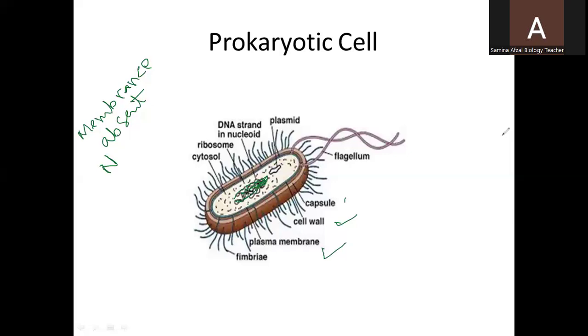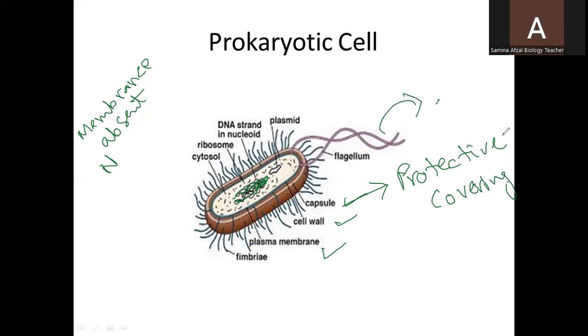Cell wall is there, capsule, a protective covering. So flagellum is for movement. So in this way, these are the different parts of a prokaryotic cell, because the prokaryotic cell is that cell which doesn't have a membrane bound nucleus, or the organelles are without that membrane. So a proper nucleus is not present in prokaryotic cells.